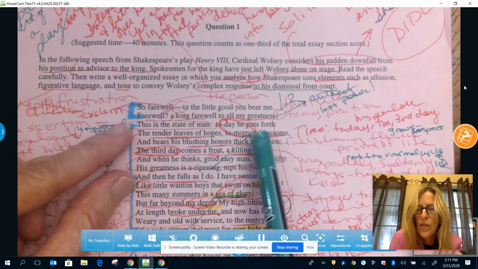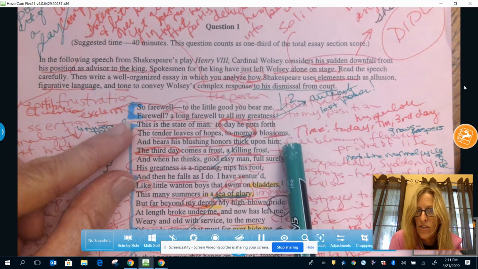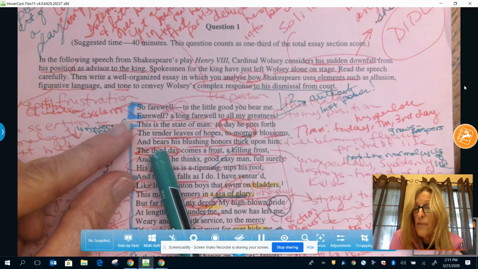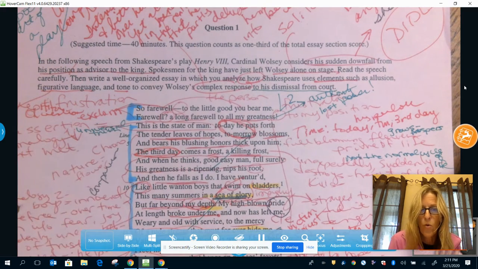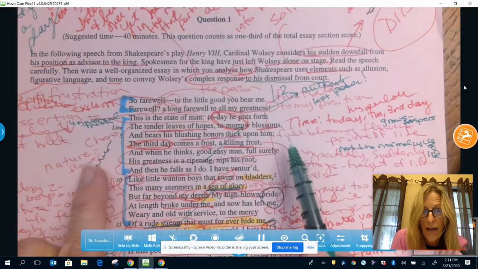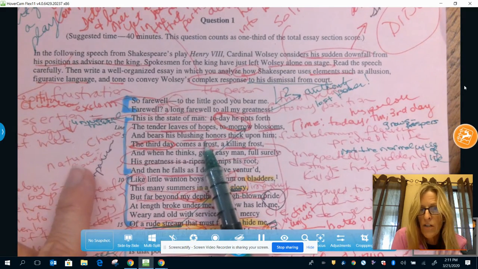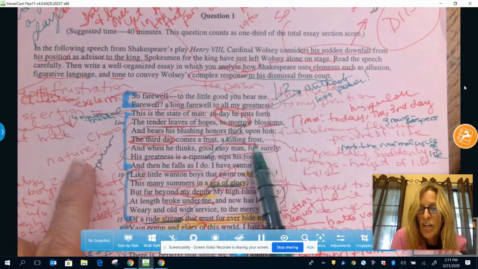And then we would begin to really zoom in to defend it with evidence about the passage of time, today, tomorrow, the third day. We see that pattern, see how it's organized. And then we also see the pattern in the organization from the tender leaves that start on a plant to the blossoms to the blushing honors. It's in full bloom. But then the killing frost comes.